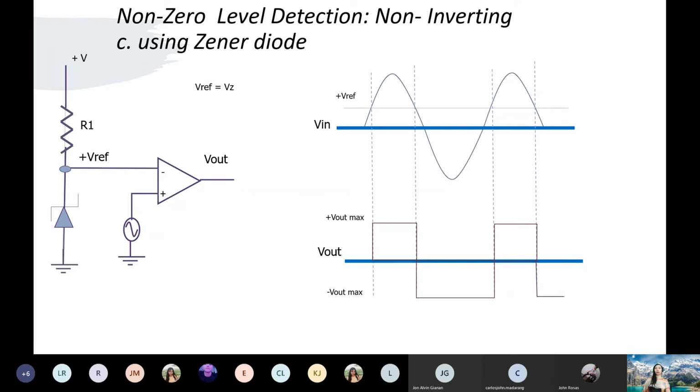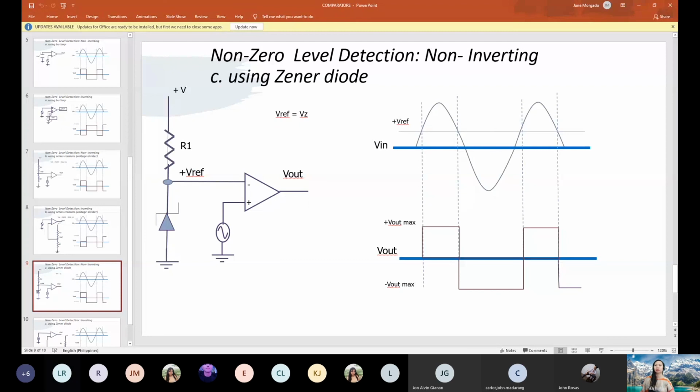Okay, so third is non-inverting using a Zener diode. This is a Zener diode. You remember your Zener diode from LX1 class? Do you still remember your Zener diode? Anyone who remembers the Zener diode? So how does the Zener diode work?